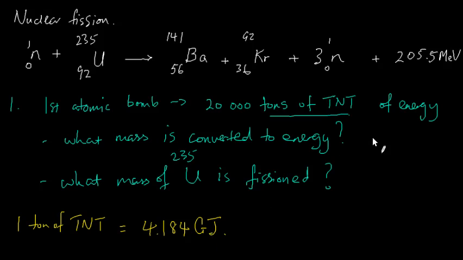Okay, so let's start with the first one. Now the first one should be fairly straightforward, at least more straightforward than the second one. We need to make use of E equals mc squared. So since we know E, or at least we can get it from here, we can find the mass. Right. So let me clear this up and work this out.